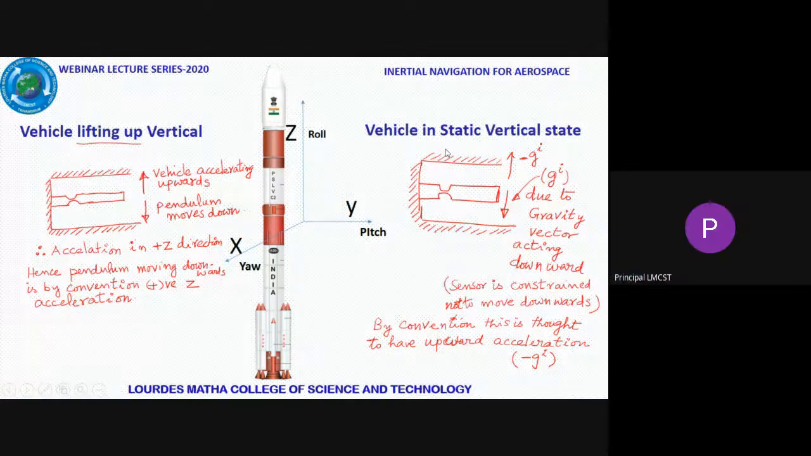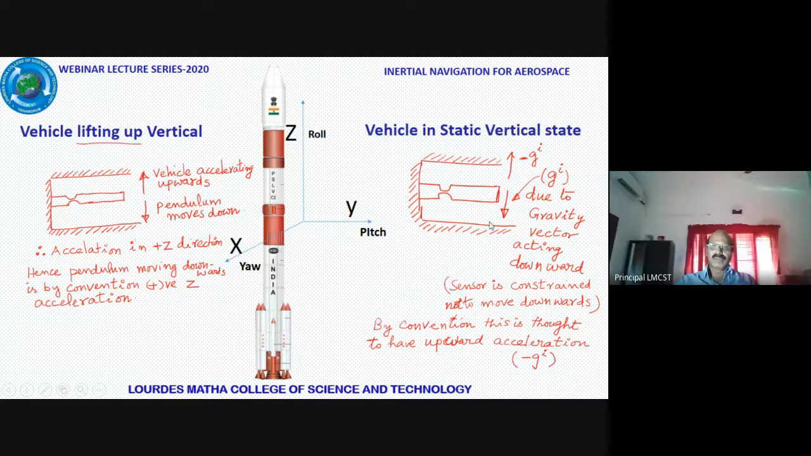Actually, the whole unit wants to move down under the action of this small g. I will tell you what this small g is. So it really wants to go down, but you are restricting it, and therefore it will measure. It is a constrained situation. It will feel its weight, and therefore this pendulum will move down. Therefore, in the static state, the pendulum will move down.